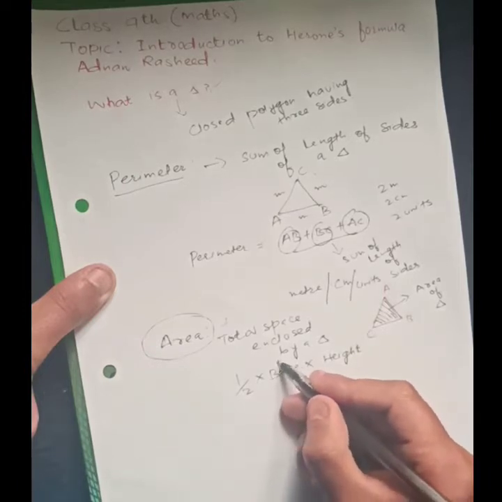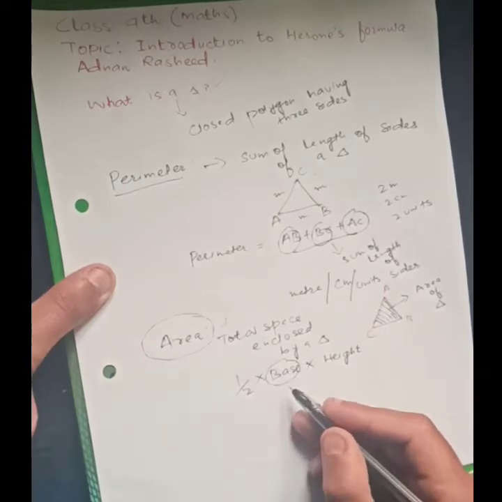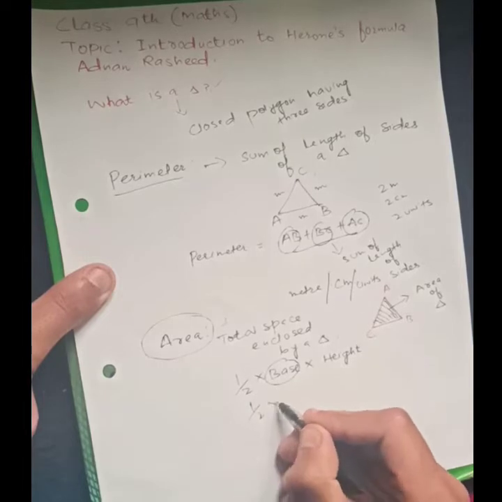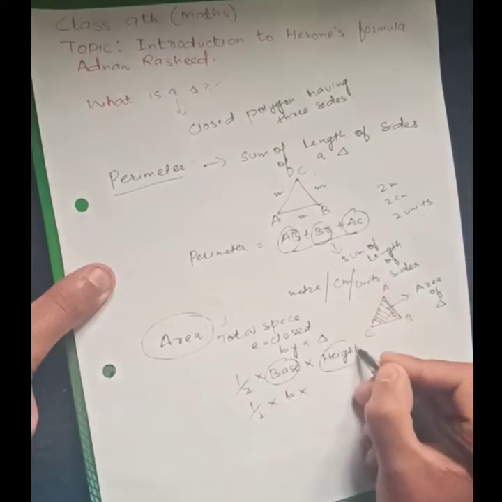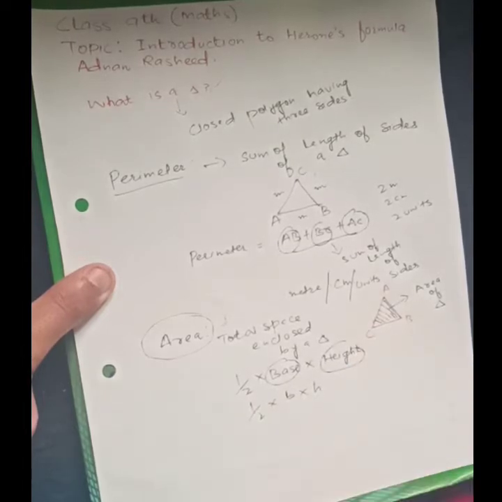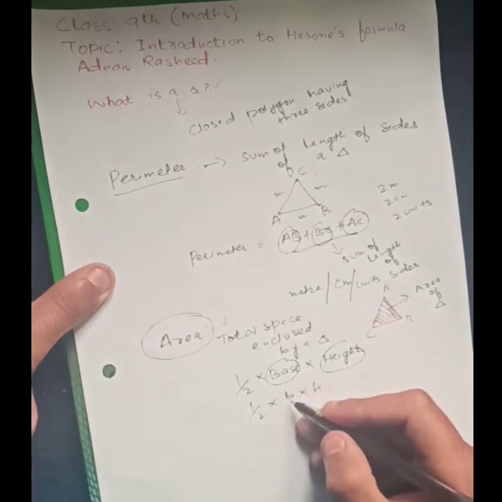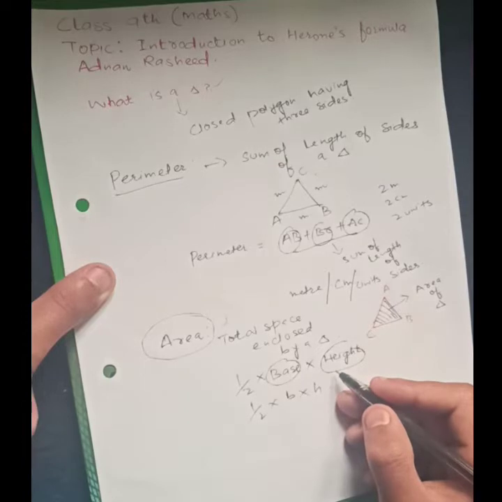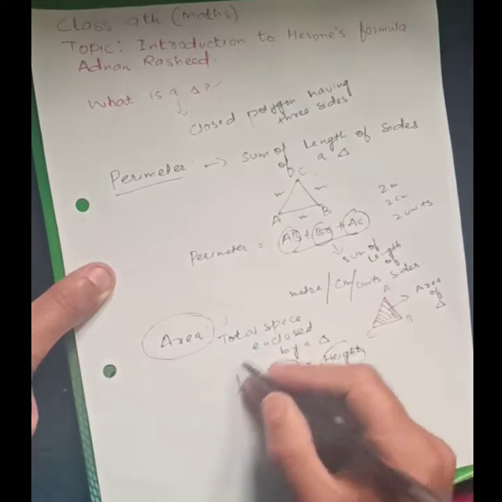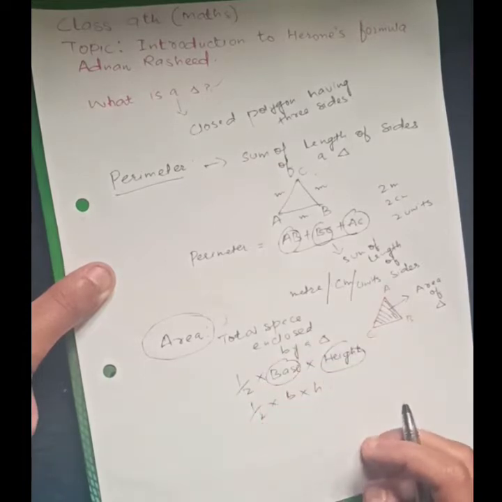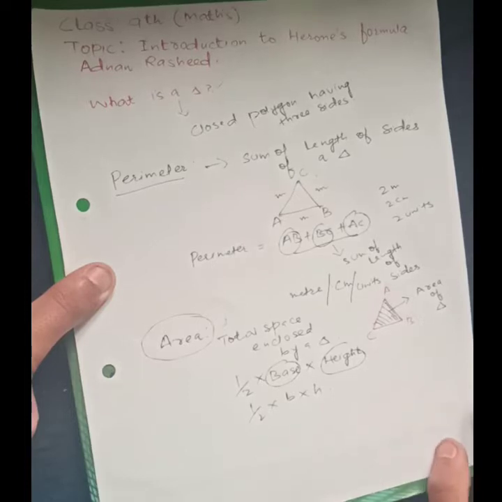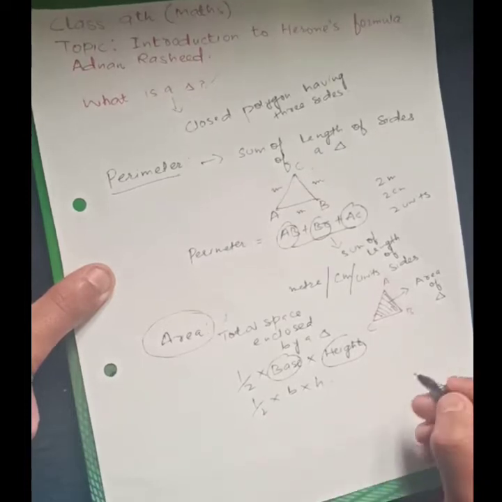Here base is b and height is h of the given triangle. Whether the triangle is either scalene or isosceles or equilateral, we use this formula. Suppose we draw another triangle to understand the area better.